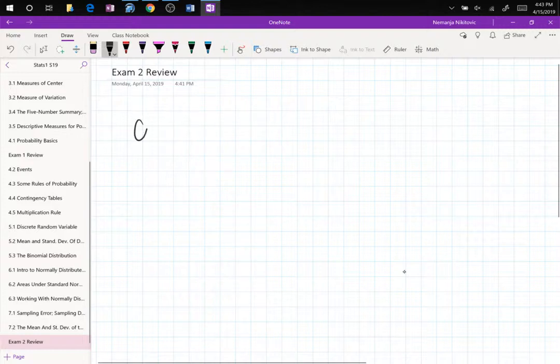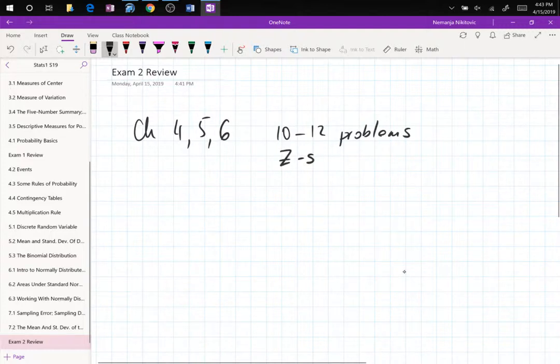You said that it should be chapters 4, 5, and 6. 10 to 12 problems. And Z-score chart will be given, so that way you don't have to worry about that.